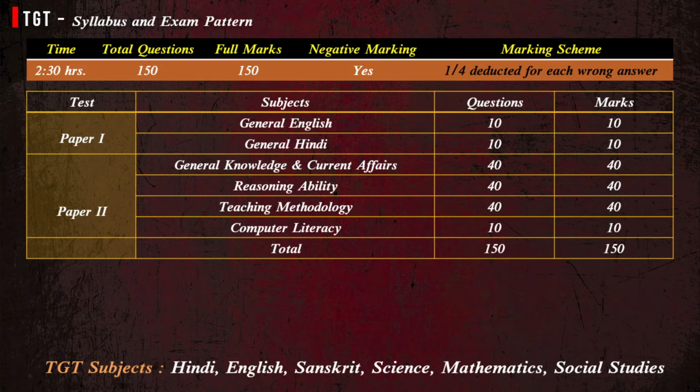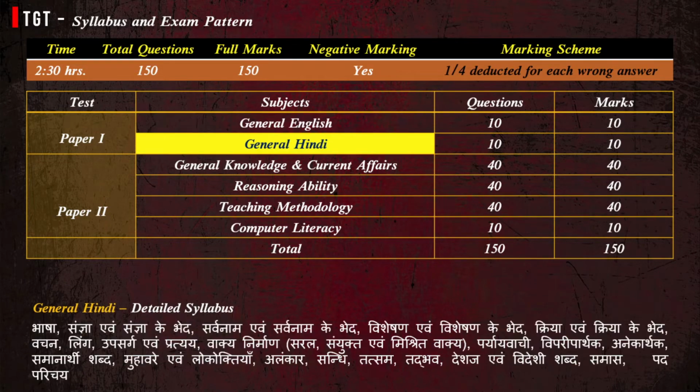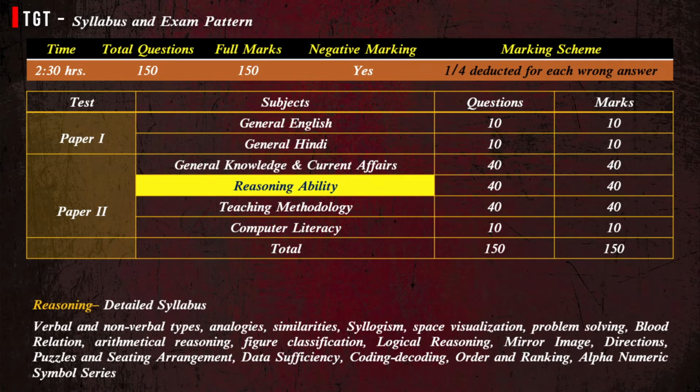This test also has two parts, that is paper 1 and paper 2. In paper 1, general English has 10 questions with 10 marks, and general Hindi has 10 questions with also 10 marks. In paper 2, you need to have knowledge of general knowledge and current affairs and then reasoning ability. Both these sections contain 40 questions with 40 marks each.